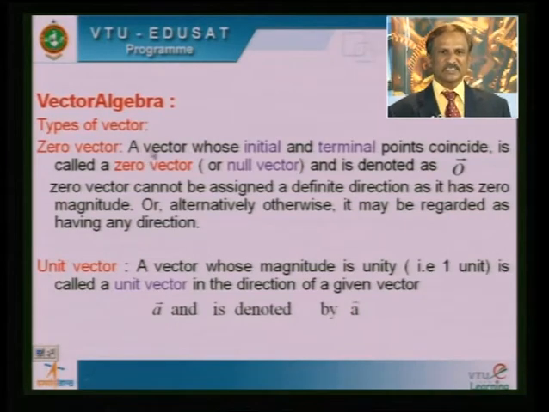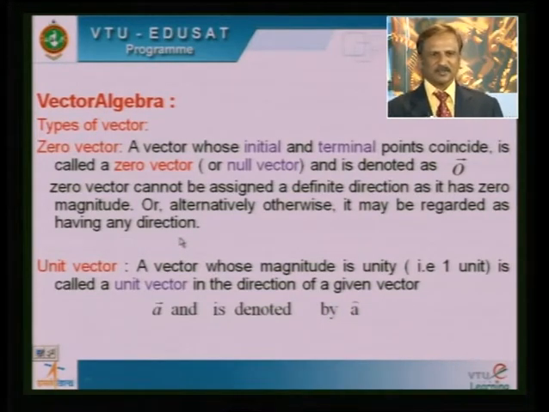A vector whose initial and terminal points coincide is called a zero vector, or sometimes a null vector. How do you denote a null vector or zero vector? Using O with an arrow head. A zero vector cannot be assigned a definite direction as it has zero magnitude, or alternatively it may be regarded as having any direction. This should be noted.